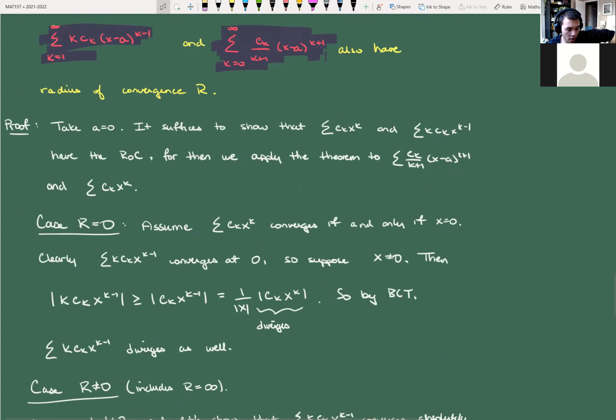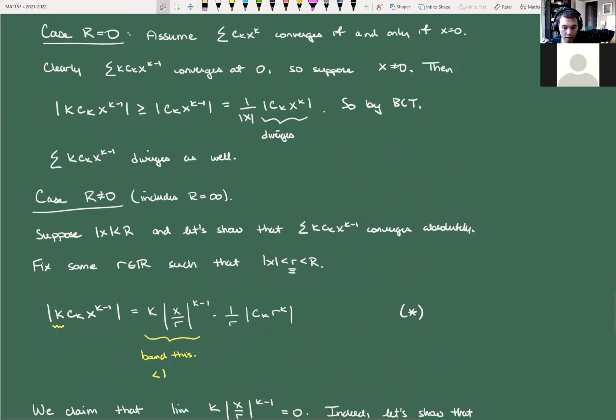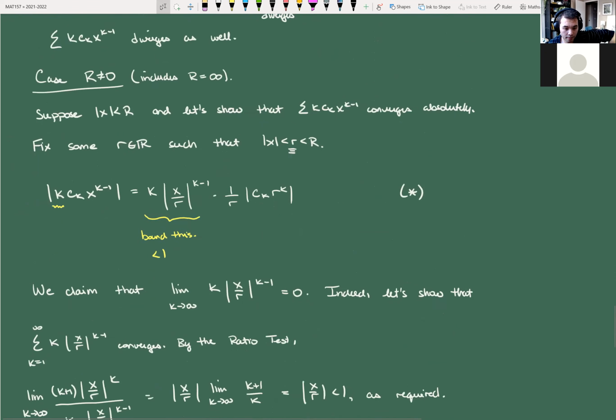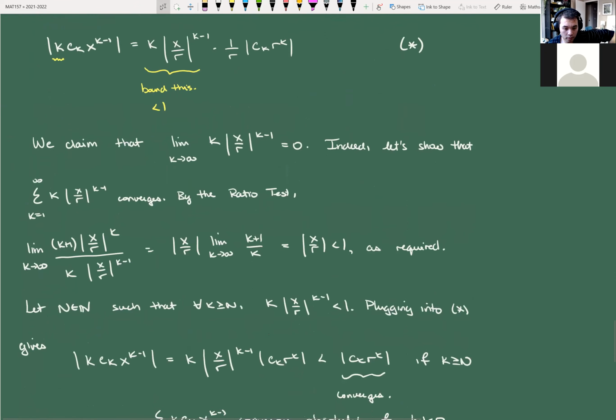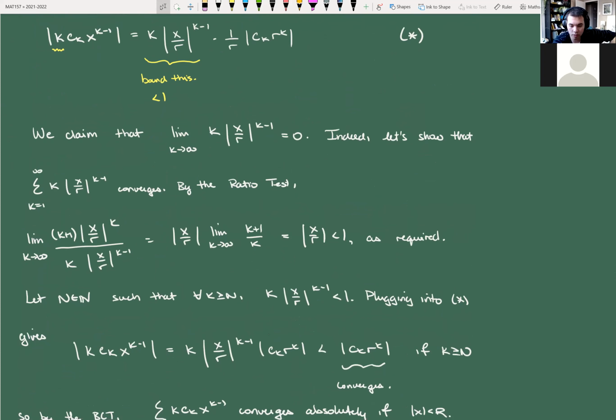Did we miss a 1 over r where we plug into the star equation? Let's see. Oh, you're right. There is a 1 over r, but that 1 over r doesn't actually affect anything here. So let me put the r there to cheat. And again, r is constant. So yeah, you're absolutely correct. I did miss a 1 over r. Luckily, it doesn't affect anything, right? Because it is a constant that we fixed ahead of time. And so we still get this convergence. It's not changing with k, right? But you're right, good catch.